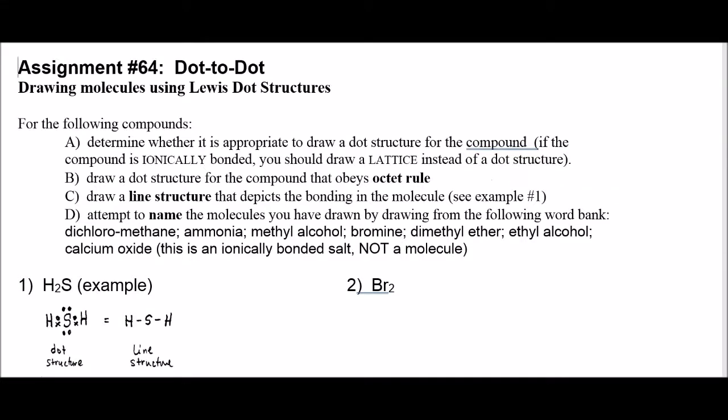Here I'm showing you some of the answers for the homework so that you can check your work and maybe learn some things about how to do it better. We're looking to draw dot structures for molecules. If it's ionically bonded, it's a lattice. Octet rule is the rule of 8, and a line structure can also show the bonding in addition to dots. Name the molecule. So there's 4 things to do. I'll show a few of these.